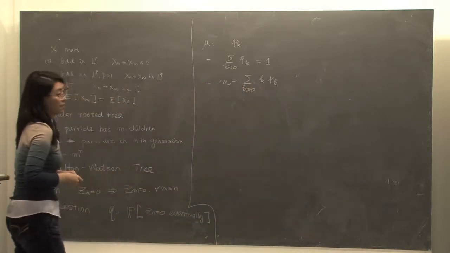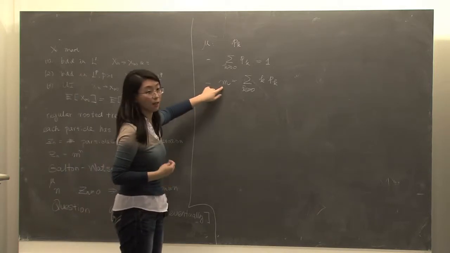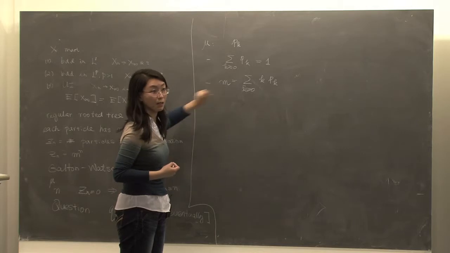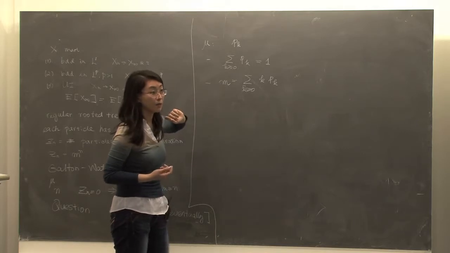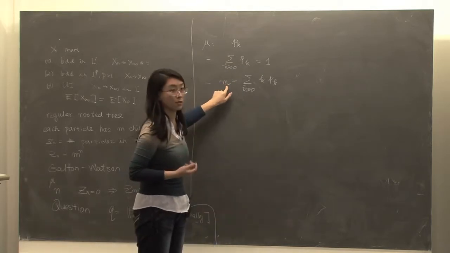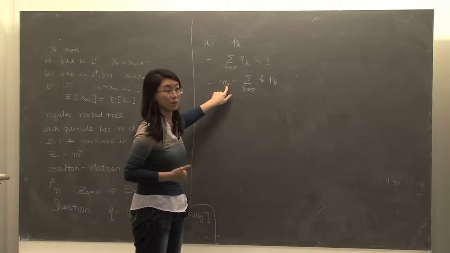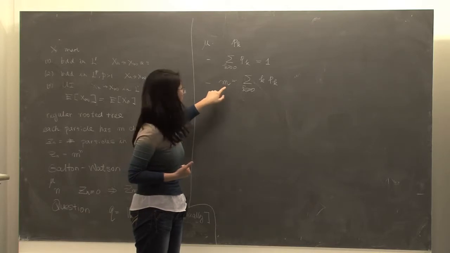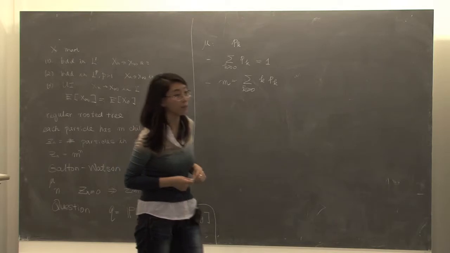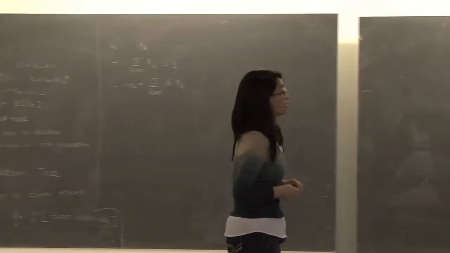So here we can guess that if this mean is big, then we have high probability to survive. But if this mean is small, then we are likely to die. So finally, in fact, the answer is when this mean is strictly greater than 1, then there is a positive chance to survive. But if this mean is less than 1, then we will die out almost surely. Okay, so this is the mean.